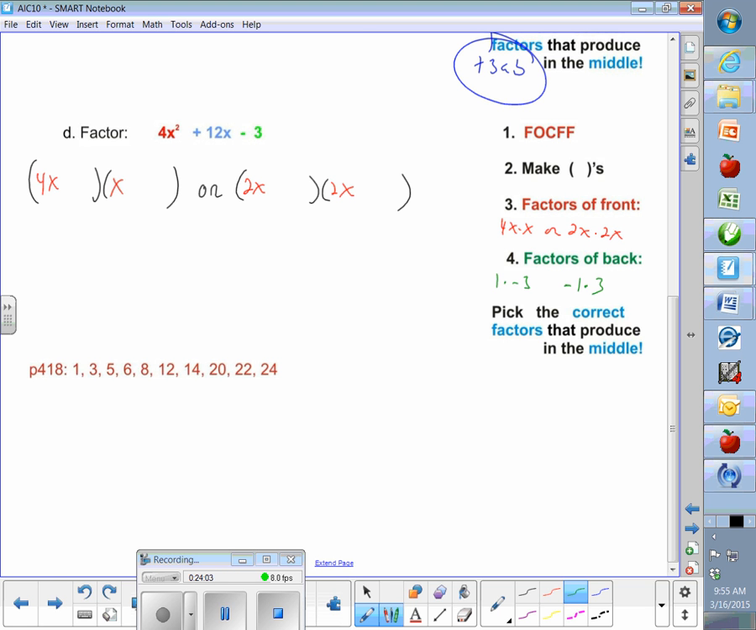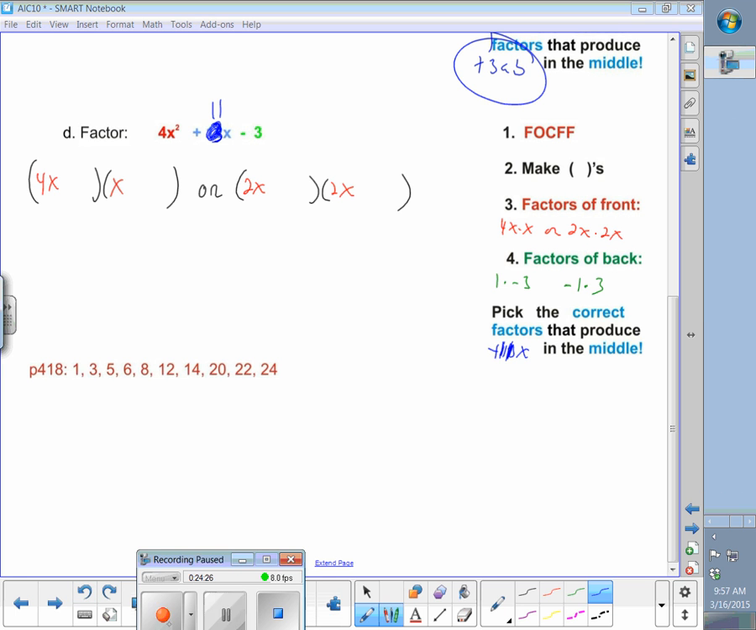Now you're going to work your way through and try to get what in the middle, folks? Say it if you know it. What are you shooting for in the middle? 12x, a positive 12x. And you got to keep that in mind. That's the whole key of what you're doing. What will give me that positive 12x in the middle? All right, you got a couple minutes. See if you can find it.